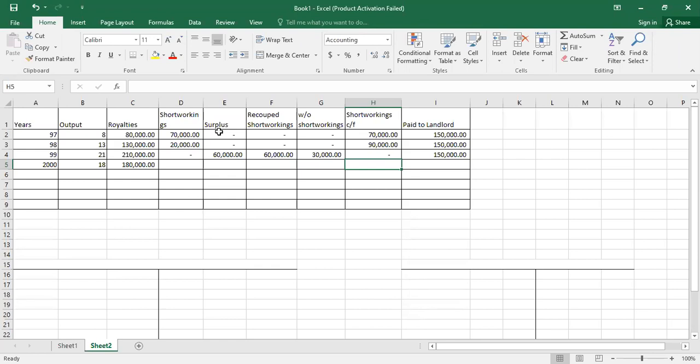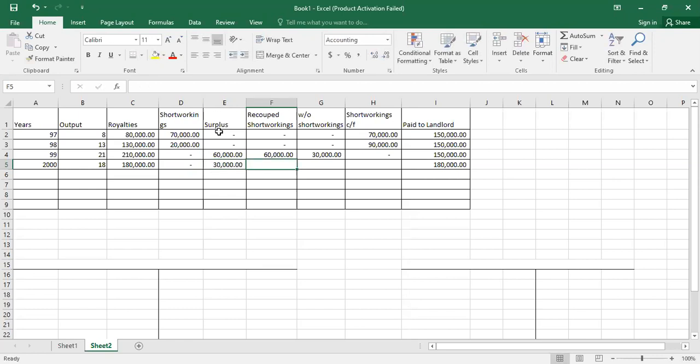So what amount are we going to pay to the landlord? We are going to pay the whole rent, isn't it? Because we are tied by the restricted recoupment of 3 years. So do we have short workings? No. We have surplus. No, we don't have surplus. We are supposed to be paying 150. The surplus is going to be 30. Yeah, our surplus is 30.